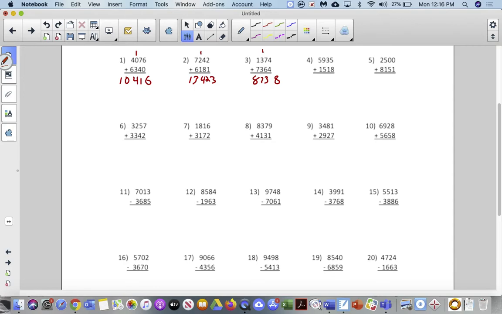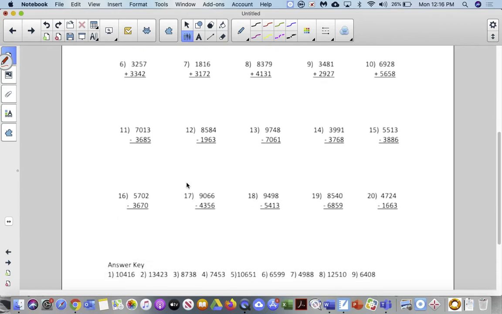Next, 5 plus 8 is 13, carry the 1, 3, 4, 5. 9, that'd be 14, carry the 1, 5, 6, 7. 7, 4, 5, 3. Next, 1 plus 0 is 0. 0 plus 5 is 5. Actually, apologies, guys. 0 plus 1 is 1. 0 plus 5 is 5. 5 plus 1 is 6. 2 plus 8 is 10. 10,651.